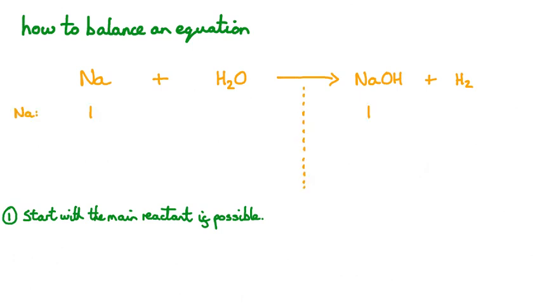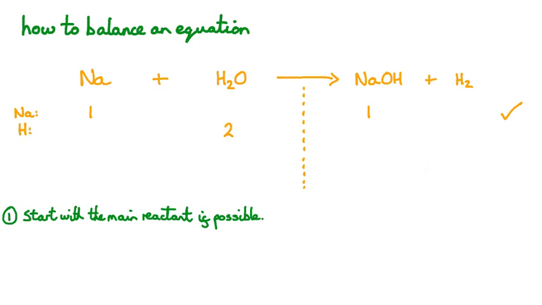We can set up a little table a bit like this and count the number of sodium atoms in each of our reactants, and then again for each of our products. In this case, we have 1 sodium atom on our reactants and 1 sodium atom on our products. So the sodium atoms are balanced for now. Let's move on to the next element.